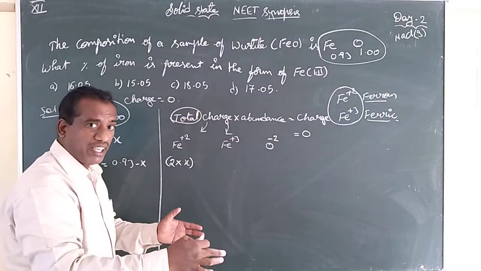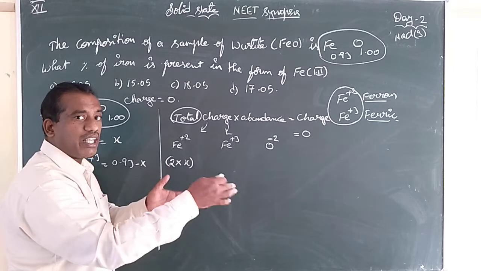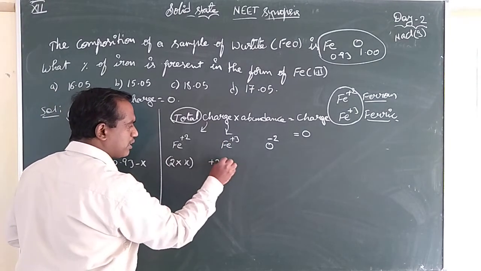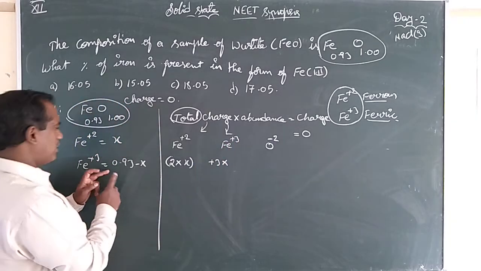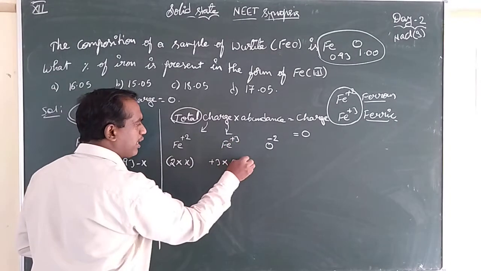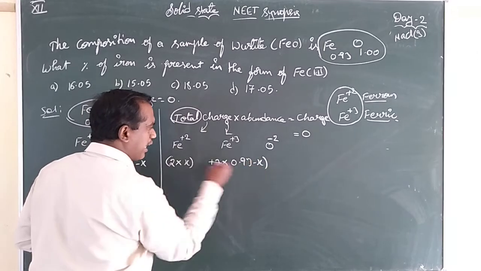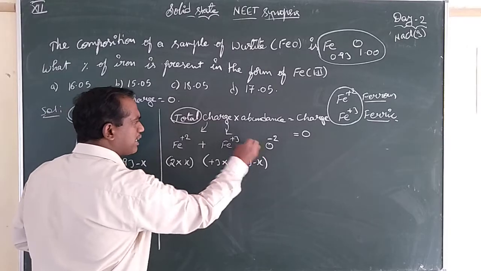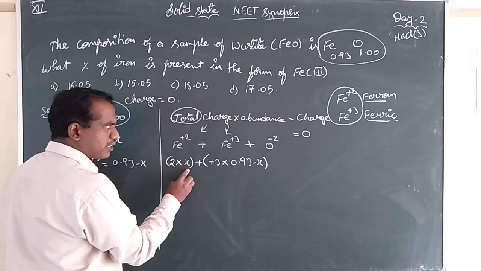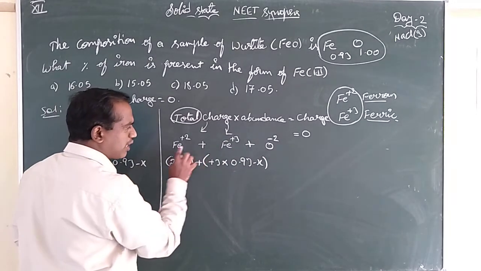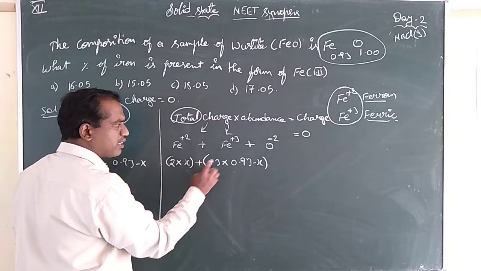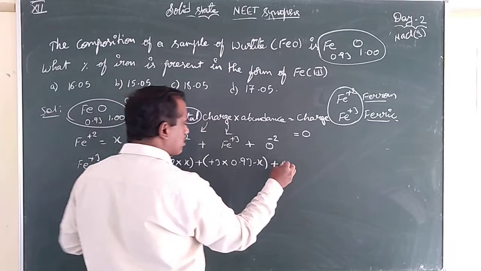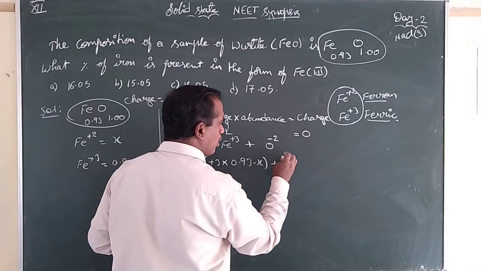Next element. First we are taking the individual elements. Fe+3. What is the charge of Fe+3? Plus 3 into. What is abundance? Let us hope its abundance is 0.93 minus x. Then for the total, you must sum up their charges into abundance. So charge of Fe+2 into abundance plus charge of Fe+3 into abundance plus charge of oxygen, which is -2.